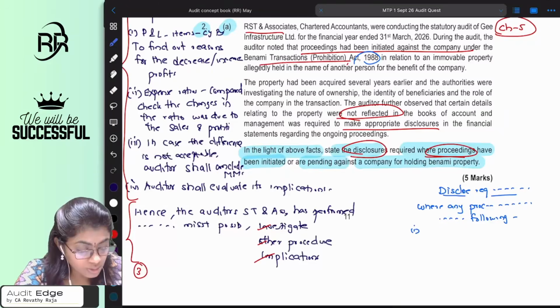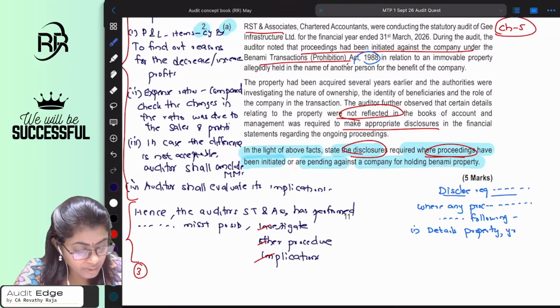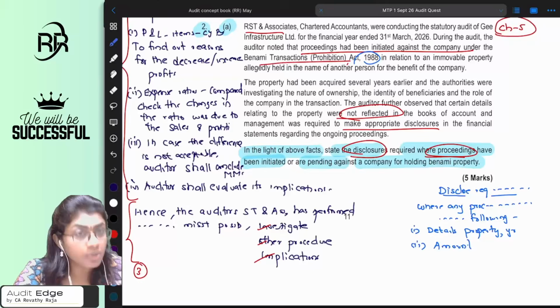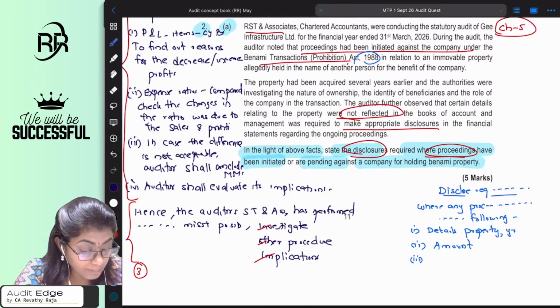So what are the disclosure requirements? First, details of property, including the year when they were acquired. Second, how much is the amount of the property which is held. Third, regarding the beneficiaries, who the beneficiaries are in this case.